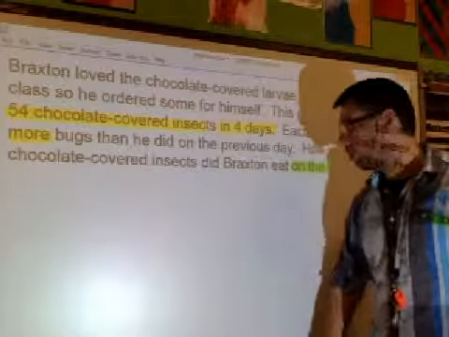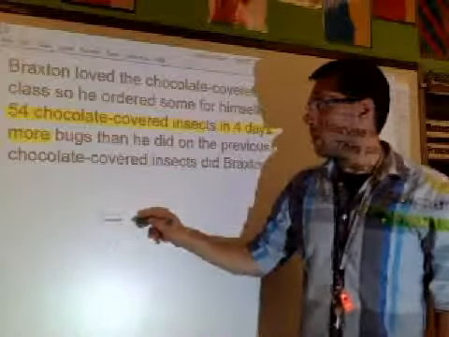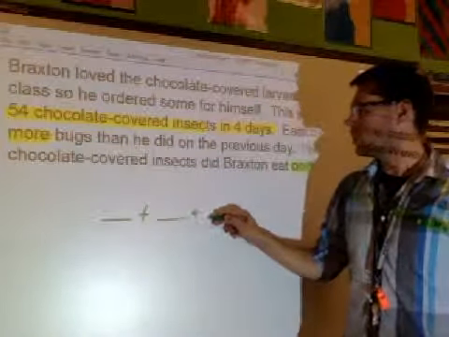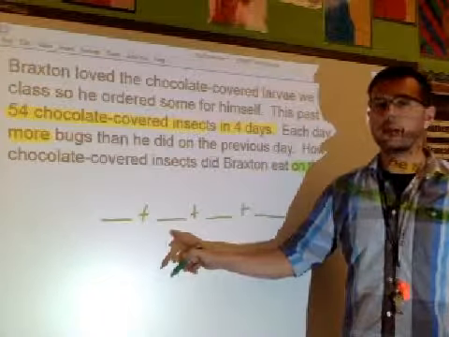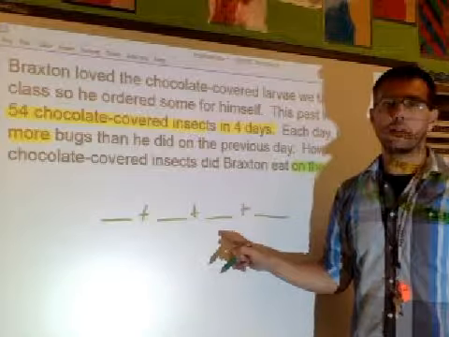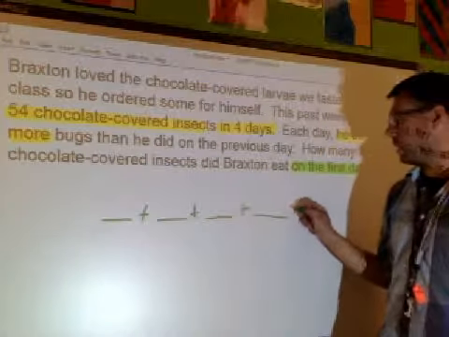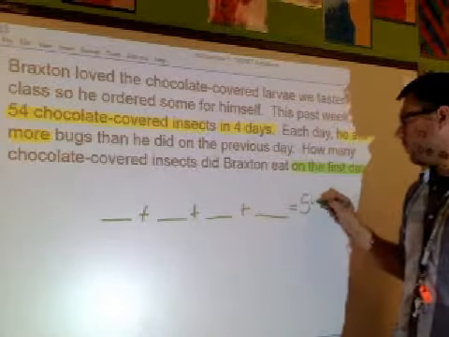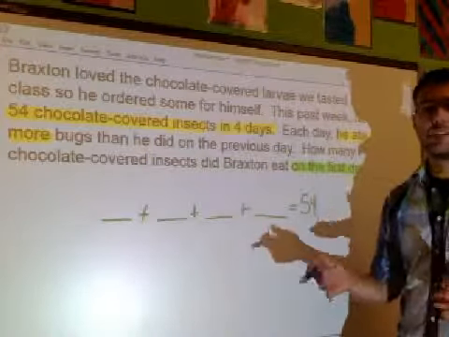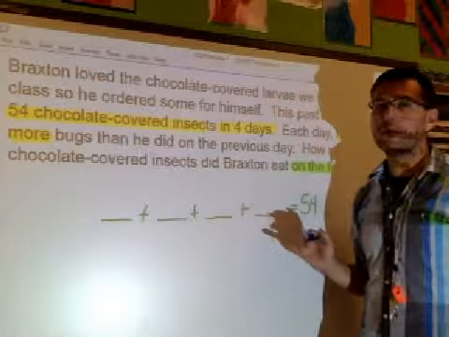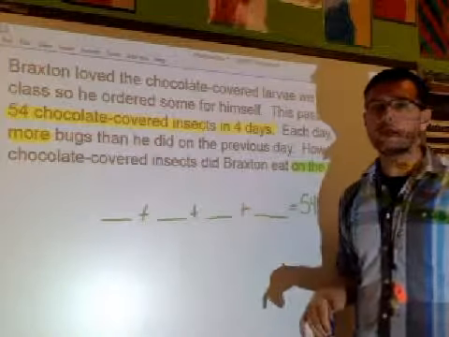So what we looked at in class is we saw that we can write this as an addition sentence. The bugs eaten on the first day, plus the bugs eaten on the second day, plus the bugs eaten on the third day, plus the bugs eaten on the 4th day equals a total of 54. And then Faith gave us the strategy of using guess and check. When you're not sure how to attack the problem, just pick a random number.